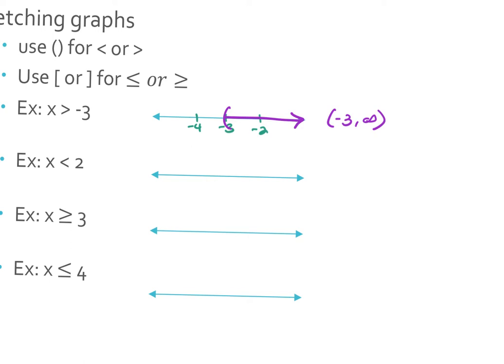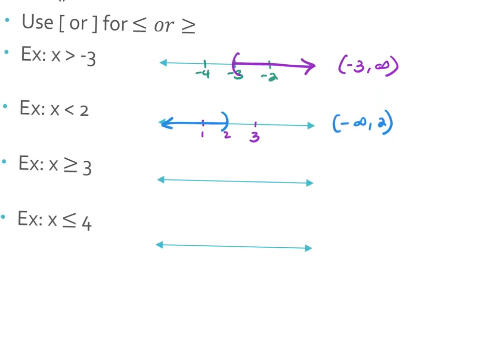If x is less than 2, so now I get 1, 2, 3, less than is going to be a parentheses that points to the left. In interval notation, this would be -infinity up to 2 with a parentheses on the 2 because it doesn't include it. X is greater than or equal to 3. I now get 2, 3, 4. Bracket on the 3. Greater than would point to the right. Bracket on the 3 to +infinity.